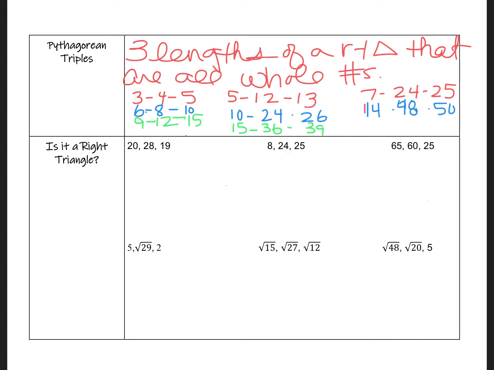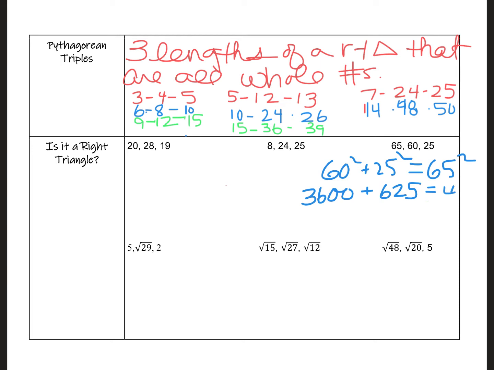Okay, for our third one, we have 65, 60, and 25. So obviously the longest side is 65. So we'll plug in our other legs, 60 and 25. Well, 6 squared is 36, so that makes 60 squared 3,600. 25 squared is 625. And 65 squared, not one that I'm sure you know, but it is 4,225.